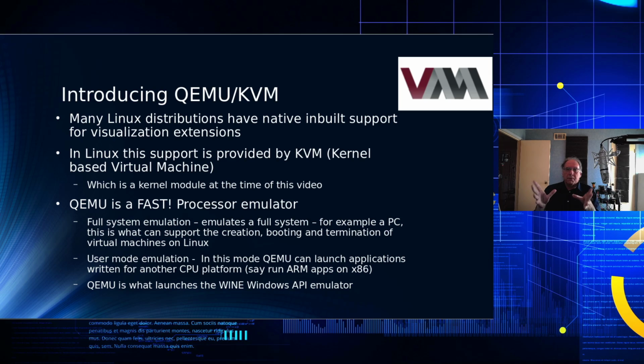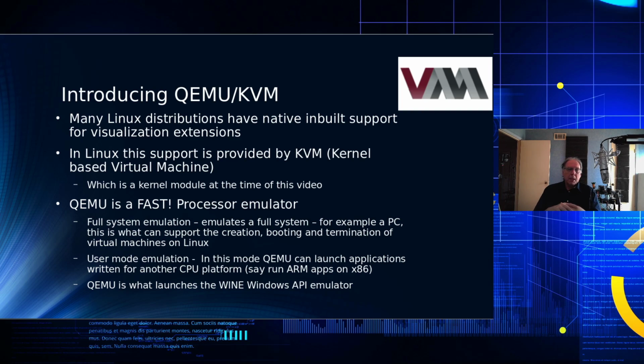Many distributions of Linux have native built-in support for virtualization extensions. That's part of the kernel, and that kernel support is provided by KVM, the kernel-based virtual machine. At the time of this video, it is provided as a module inside of the Linux kernel that you can enable or disable as you please. That just turns on the hardware layers for the Linux kernel to talk to the virtualization implemented on the CPU, by the way. So that enables the Linux kernel to talk to your CPU and tell it, hey, I want to do this virtualization piece and I want to allocate this much memory and reserve this much disk and all that stuff.